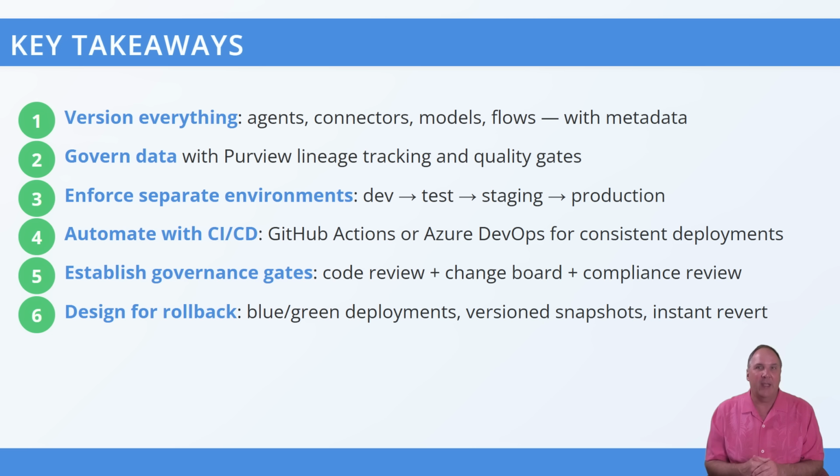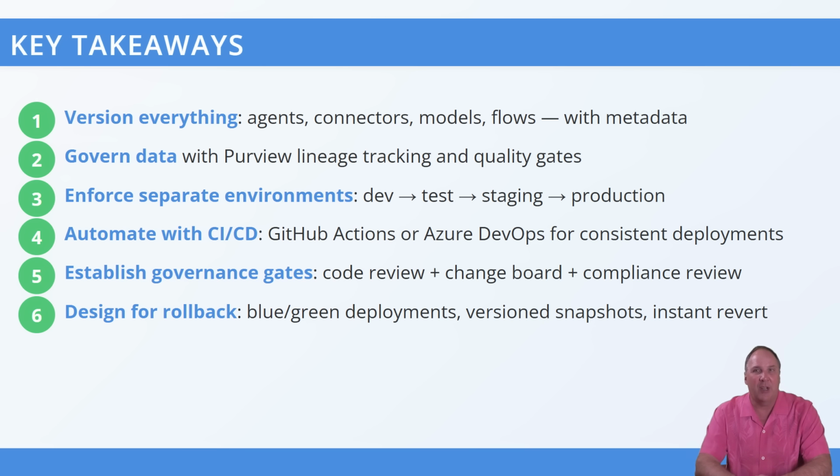1, version everything: agents, connectors, models, flows, with metadata tracking who changed what and when. 2, govern data with Purview lineage tracking and quality gates. Bad data in means bad models out. 3, enforce separate environments: a dev environment, test environment, staging, and then production. Never test in production. 4, automate with CI/CD using GitHub Actions or Azure DevOps for consistent, auditable deployments.